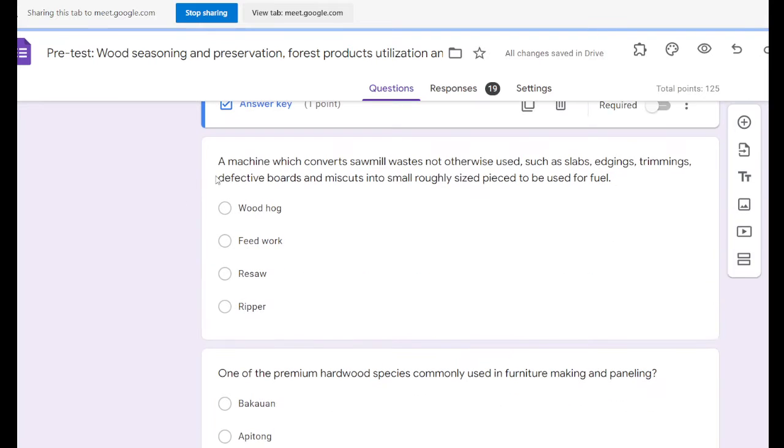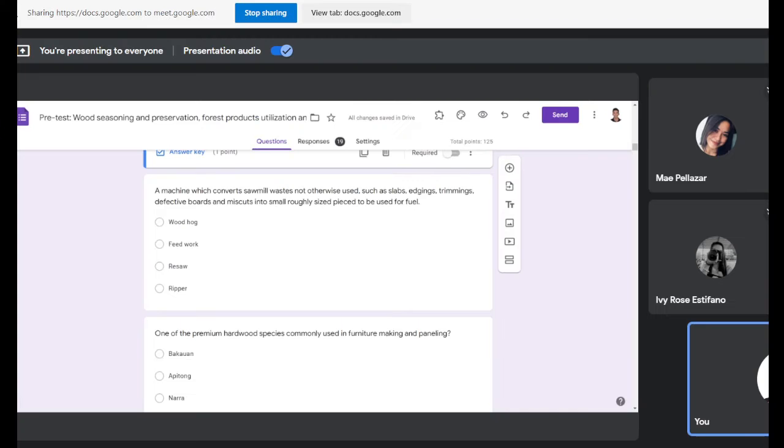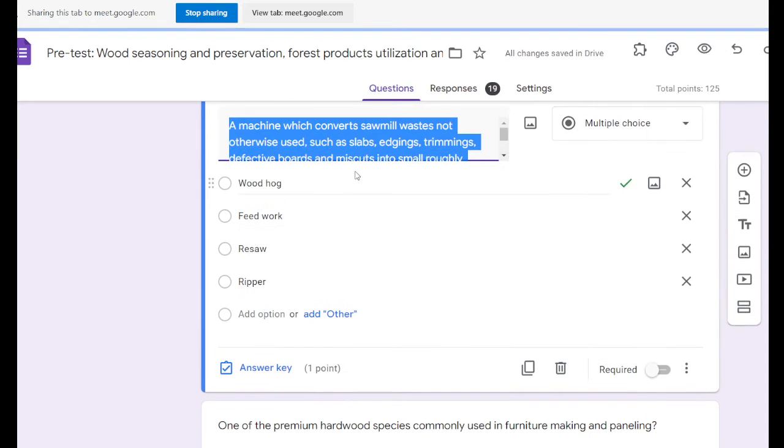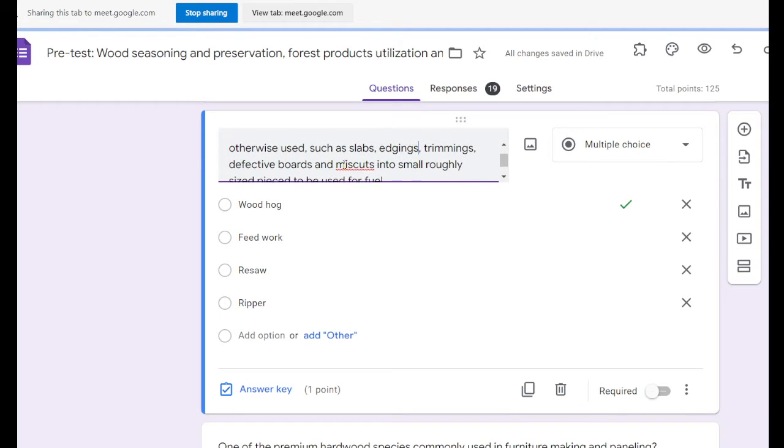A machine which converts sawmill waste not otherwise used, such as slabs, edgings, trimmings, defective boards, and miscuts, into small roughly sized pieces to be used for fuel. Sa pangalan sa machine, Shihani. Wood hub, sir. Yeah, correct. The correct answer for this question is wood hog.